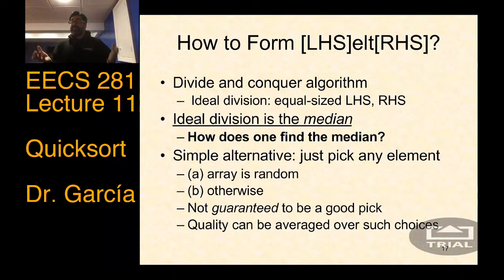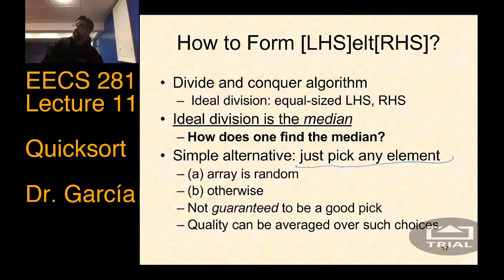Because by definition, with a median, half of the array would be on the left-hand side of the median, and half of the array would be on the right-hand side, assuming that we placed it in the middle. So this can be compute intensive, therefore we can have a simple alternative, which is to just pick any element. Statistically, that actually does not work badly at all, to just pick at random.